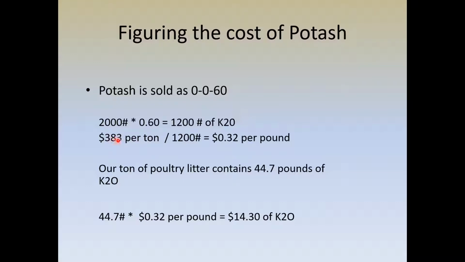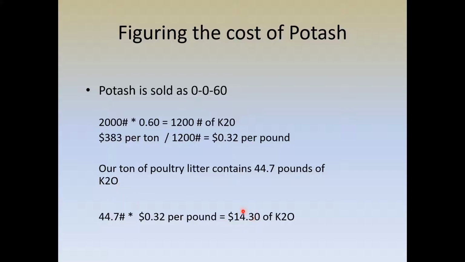So here's a $383 example from a while back. That's about 32 cents per pound for potash when a commercial person purchases it. You can get that through your manure as well, obviously. But just know that that's kind of the going price right now for potash. That sample of poultry litter that we have contained 44.7 pounds of K2O per ton.